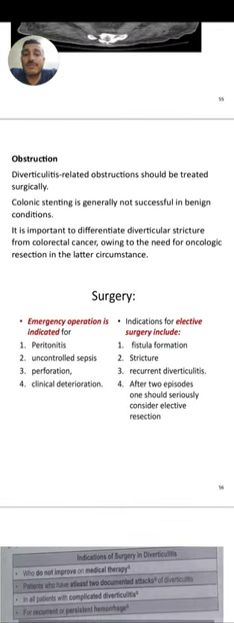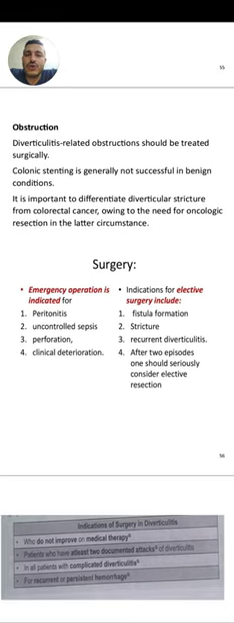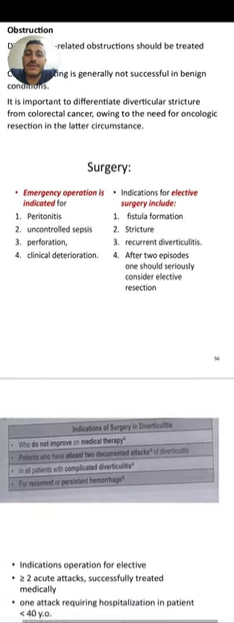The obstruction, we said the stricture and obstruction or diverticulitis-related obstruction. Usually here you should first of all remember that this is a benign process. Stenting is not recommended. Resection is what we go for, and of course no need for oncological resection.